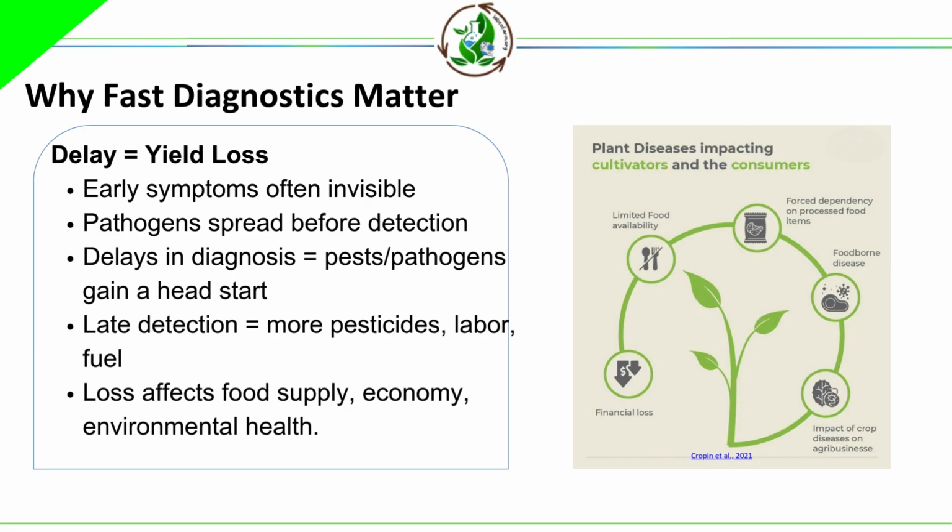Fast diagnostics flip that script. Tools like simple paper strip tests or digital disease early warning systems, like Cropin's DEWS, give farmers an early heads up. They can remove or treat infected plants quickly, target only the areas at risk, and avoid blanket sprays. That allows for more precise, proactive decisions that support both economic and environmental sustainability. So, fast diagnostics don't just save money, they save resources, reduce environmental harm, and help protect the food system.